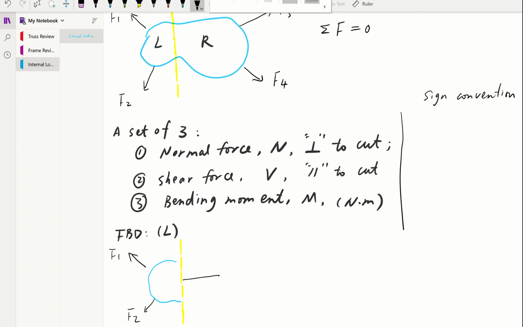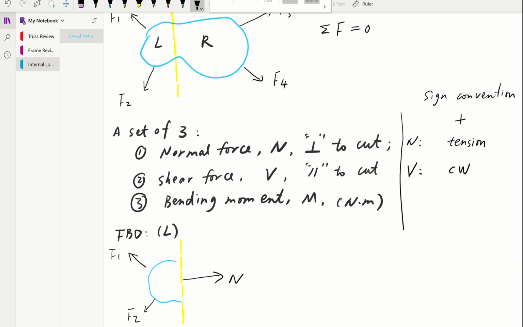When will normal force be positive? The normal force is positive when it causes tension. So for example here, to make this left section be in tension, you have a force on the right that has to go in this direction, right? So make a tension.